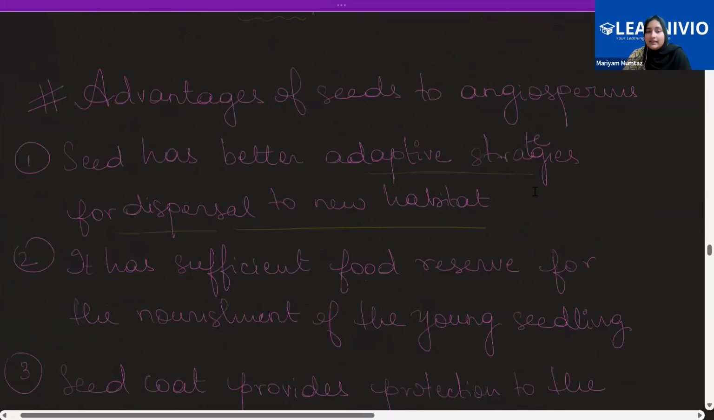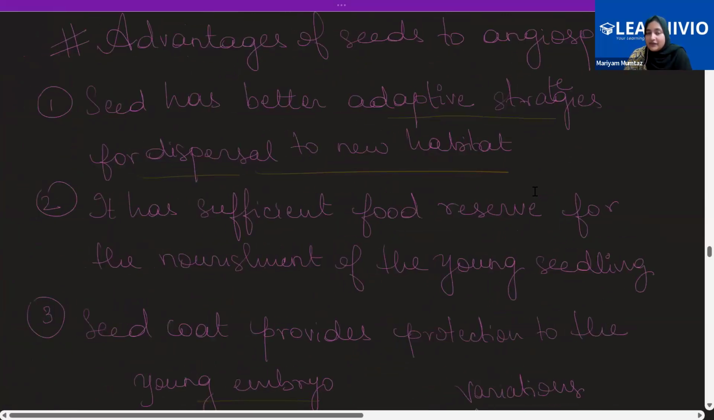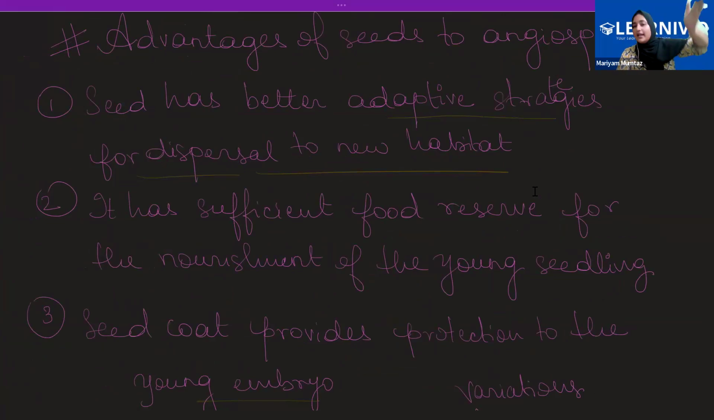So let us see the advantages of the seed to angiosperm. Seeds have a better adaptive strategy because of the presence of the seed coat and the dormancy phenomenon. Even if they are dispersed elsewhere and do not have enough favorable conditions, they'll either stay inactive, and if they get the conditions, they'll become active. So seed has that adaptive strategy.